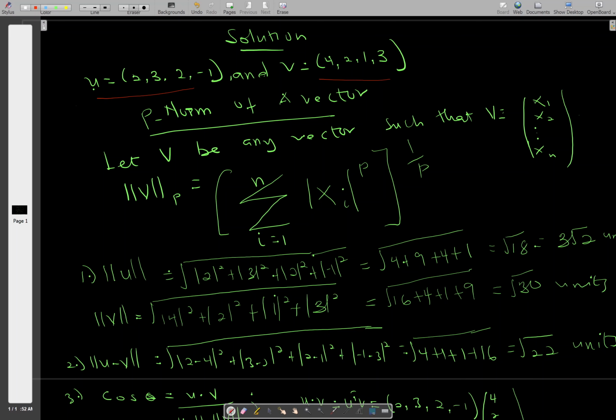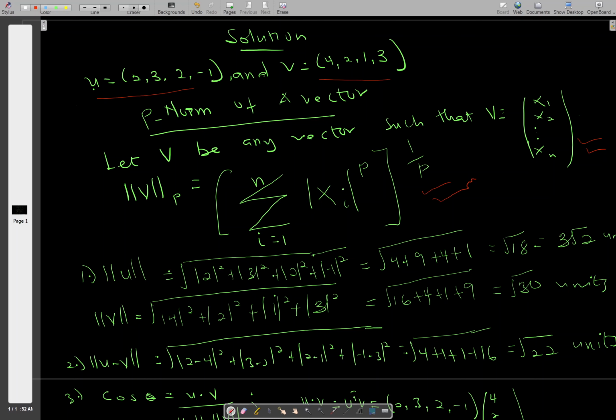Okay, so before then, let's talk about the p norm of a vector. Let v be any vector such that v is given by x1 up to xn. Then the p norm of this vector is given by this. This is the general definition of a p norm.